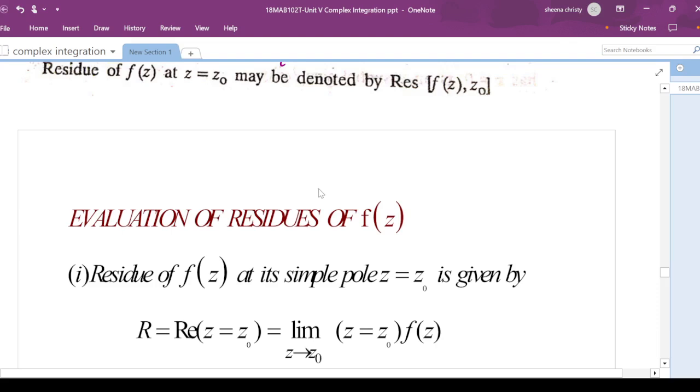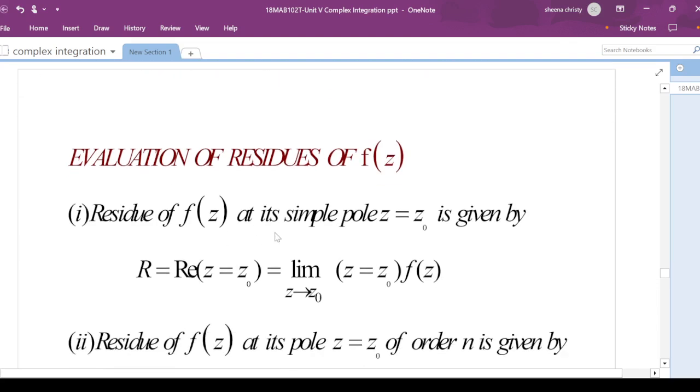How to evaluate residues of f(z)? The residue of f(z) at a simple pole z = z0 is given by the limit as z tends to z0 of (z - z0) times f(z).